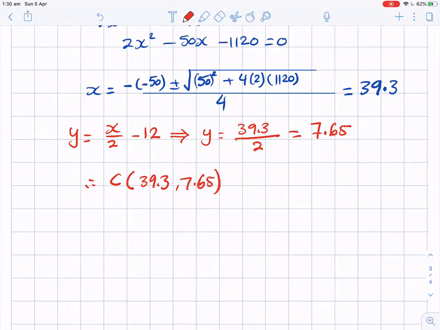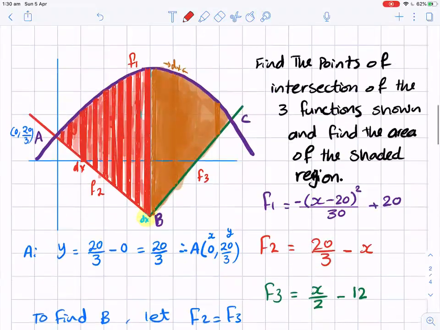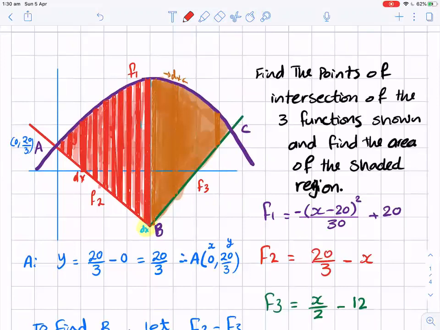Okay. Now they said find the area between them. As I explained at the beginning, the area in this case is going to be the red area plus the brown area. And the red area, as we said, means the difference of the heights of the rectangles between these two curves, multiplied by the width of each one, which is x.